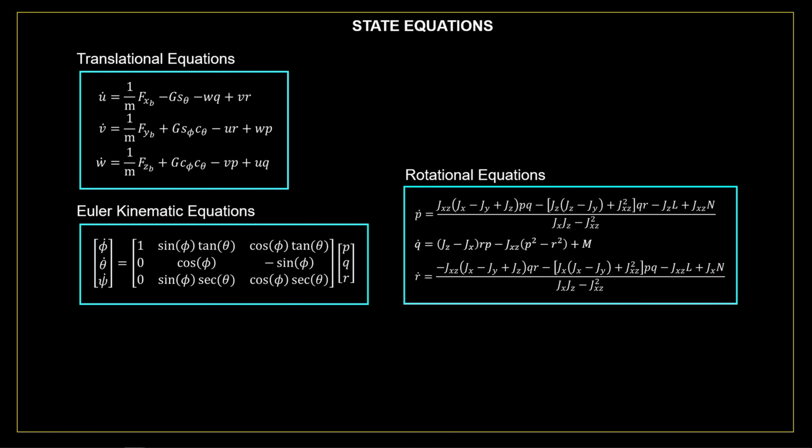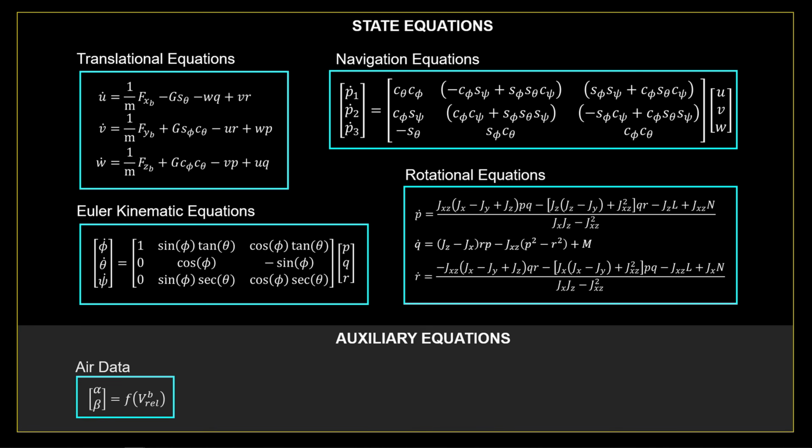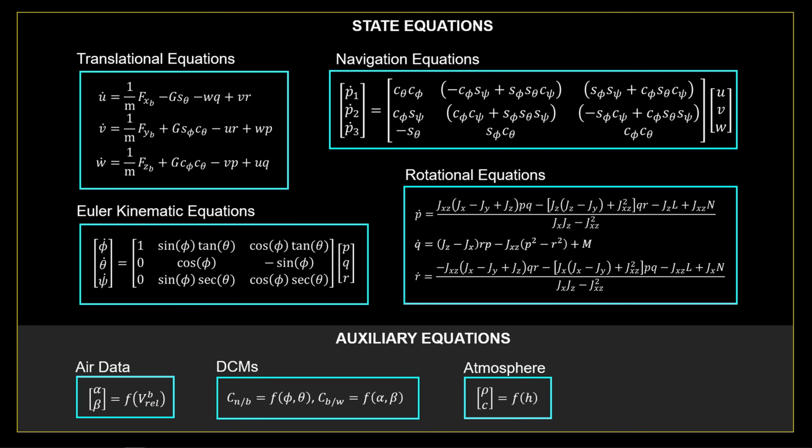These are the previously covered translational, rotational, and Euler kinematic equations, and the 3 additional navigation equations. In addition, we have several auxiliary equations, including air data, angle of attack and angle of sideslip calculations, direction cosine matrices from body to north-east-down, from wind to body, and with their transpose, vice versa. An atmospheric model, and an aerodynamic model.